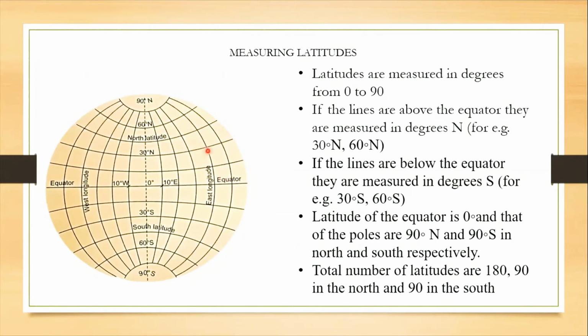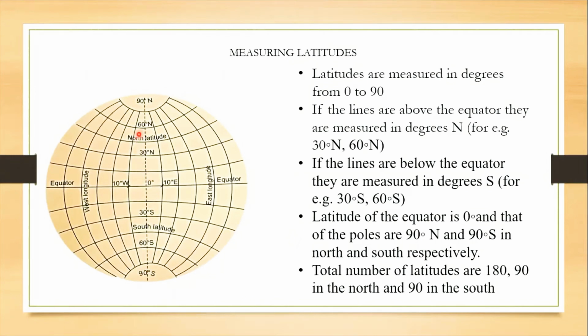Otherwise, it will be above the equator. If the lines are below the equator, they are written as 30 degree south, 60 degree south. So if the lines are below the equator, they are measured in degrees south. Now, latitude of the equator is 0 degree and that of the poles are 90 degrees. The North Pole is 90 degrees north and the South Pole is 90 degree south.